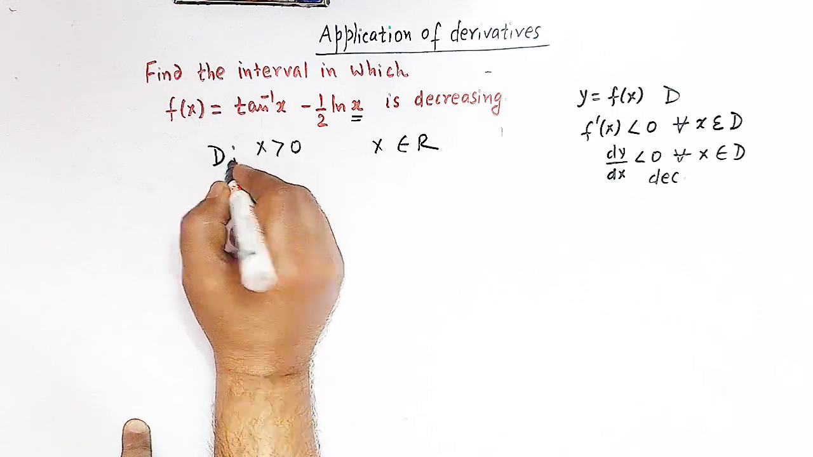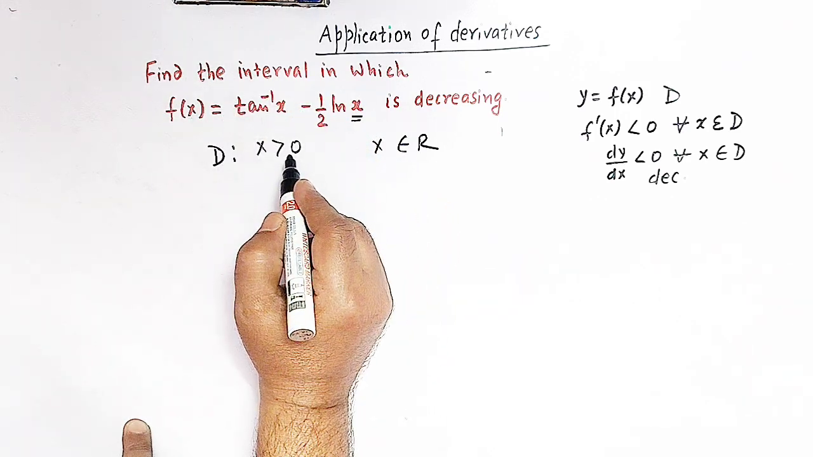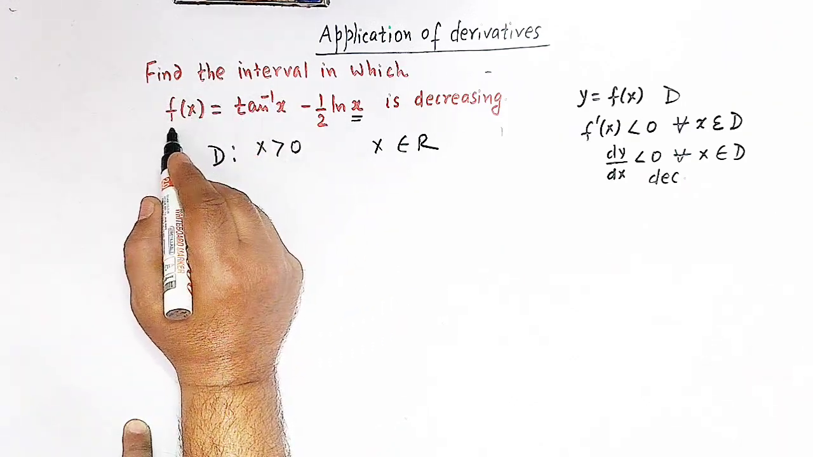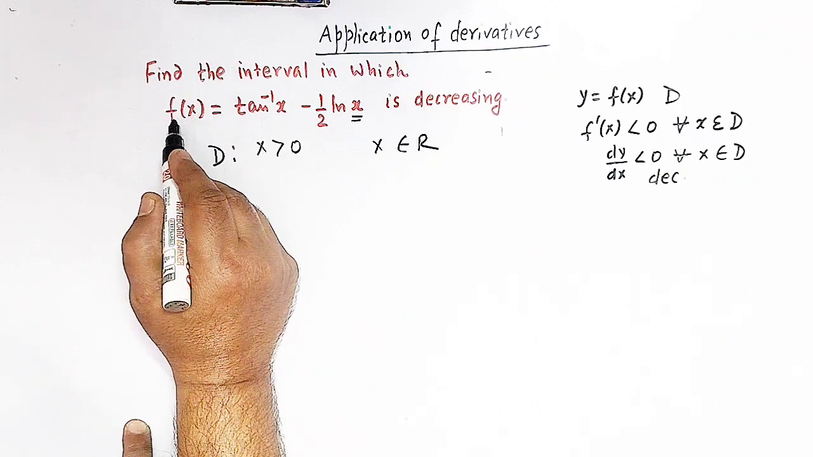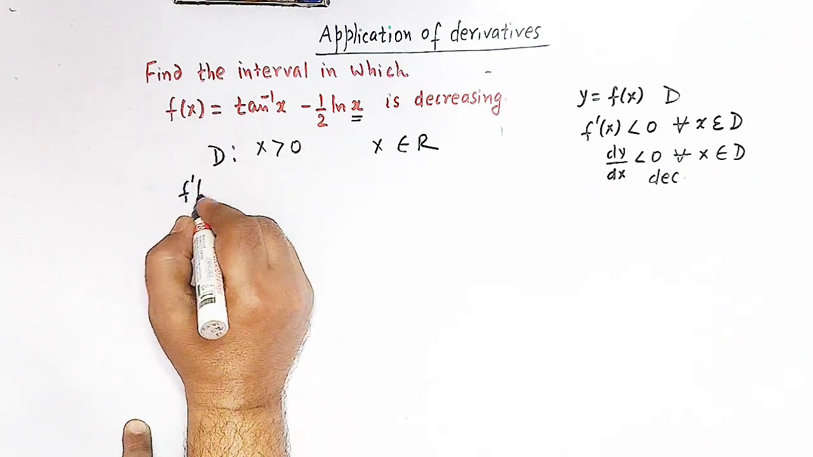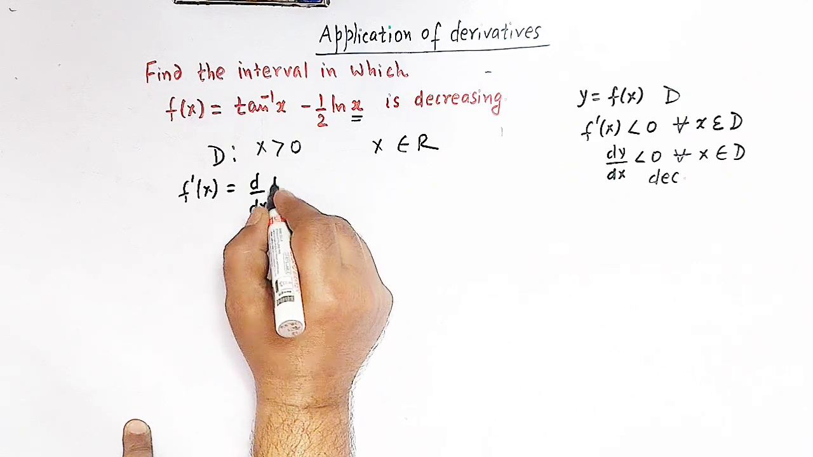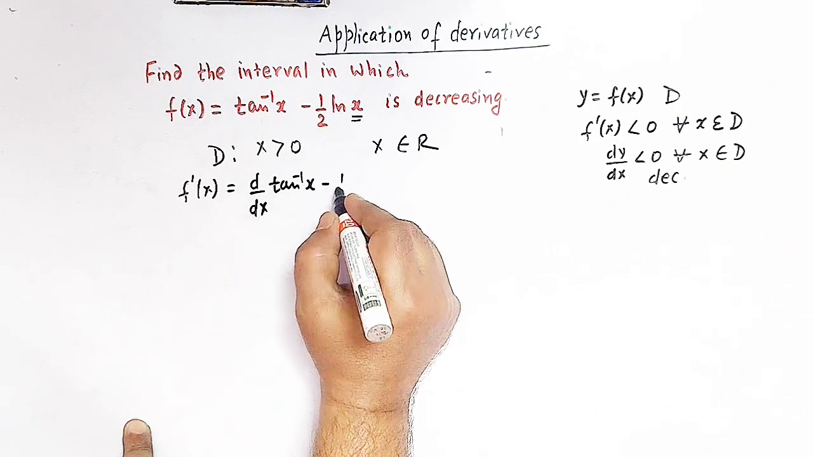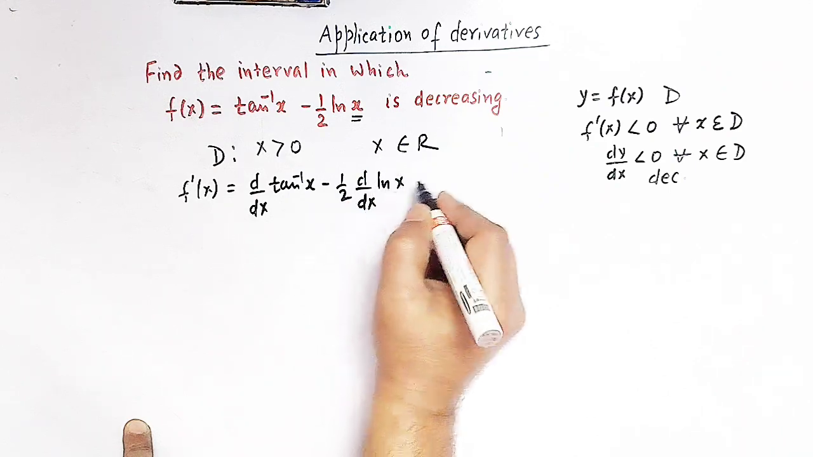So here the domain of this function is x greater than 0. So now the next step is to find out the derivative of this function. So we have f prime of x, that is equal to d by dx of tan inverse x, and then we have minus half and d by dx of natural log of x.